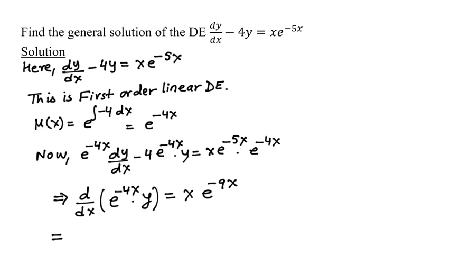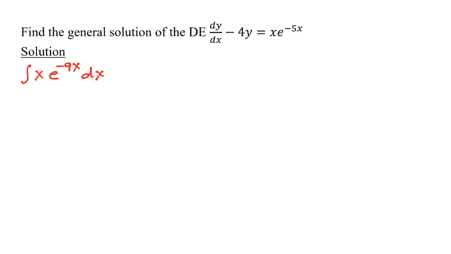Now, in order to undo the derivative which is on the left hand side, we integrate on both sides and we get e to the negative 4x times y is equal to the integration of x times e to the negative 9x with respect to x. In order to integrate the integral on the right hand side, we need to use integration by parts, and I'm going to show that first.